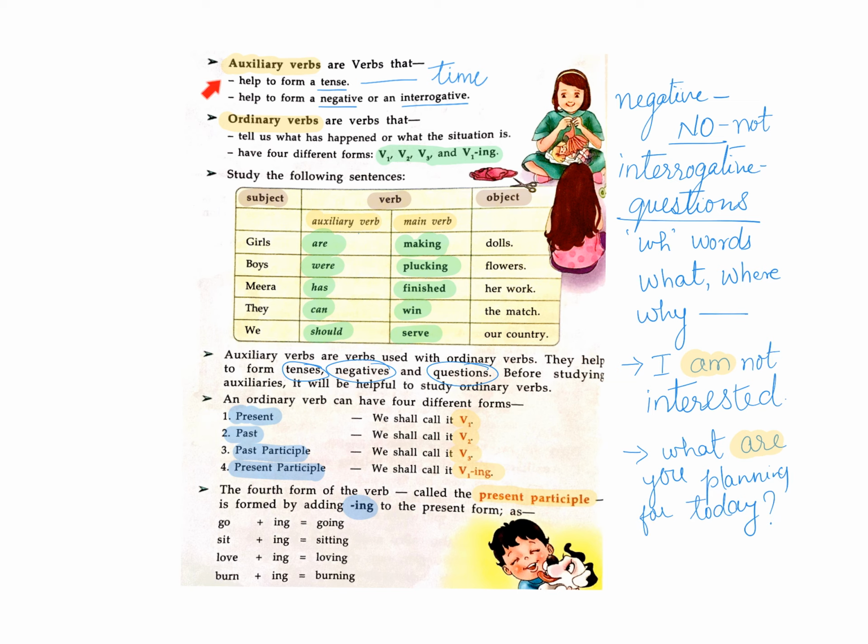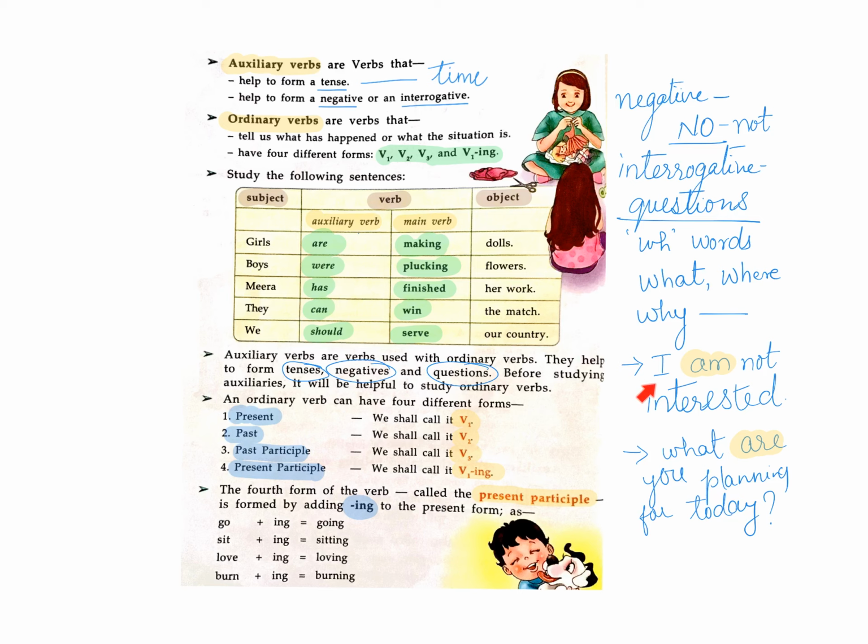Let us learn a little brief about auxiliary verbs and ordinary verbs and how they are used in a sentence. Auxiliary verbs are the verbs that help to form a tense or help to form a negative or an interrogative. Now, what is the meaning of tense? Tense defines the time, the situation of the sentence. Negative sentence refers to no or not. What do you mean by interrogative? Interrogative sentences are those asked in a question form, in other words, WH words like what, where, why, and so on. Here are some examples for negative and interrogative.